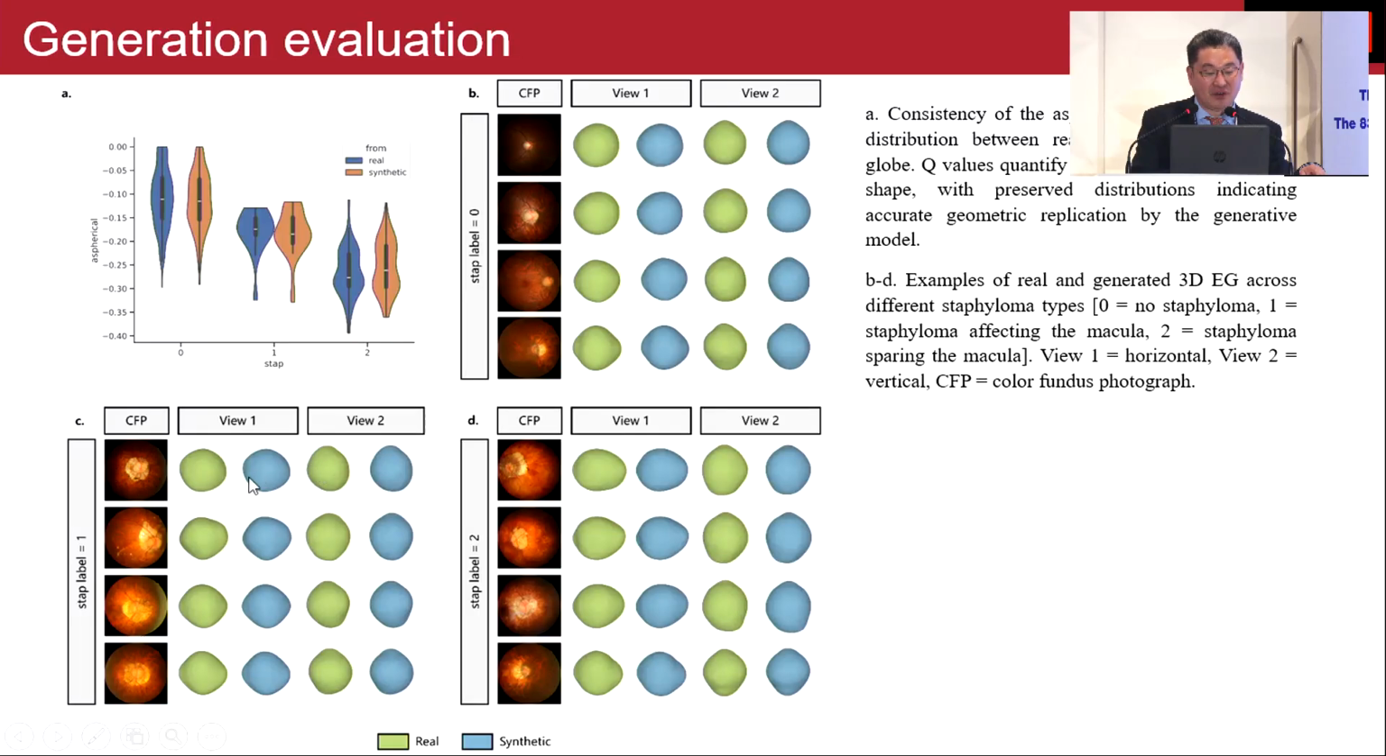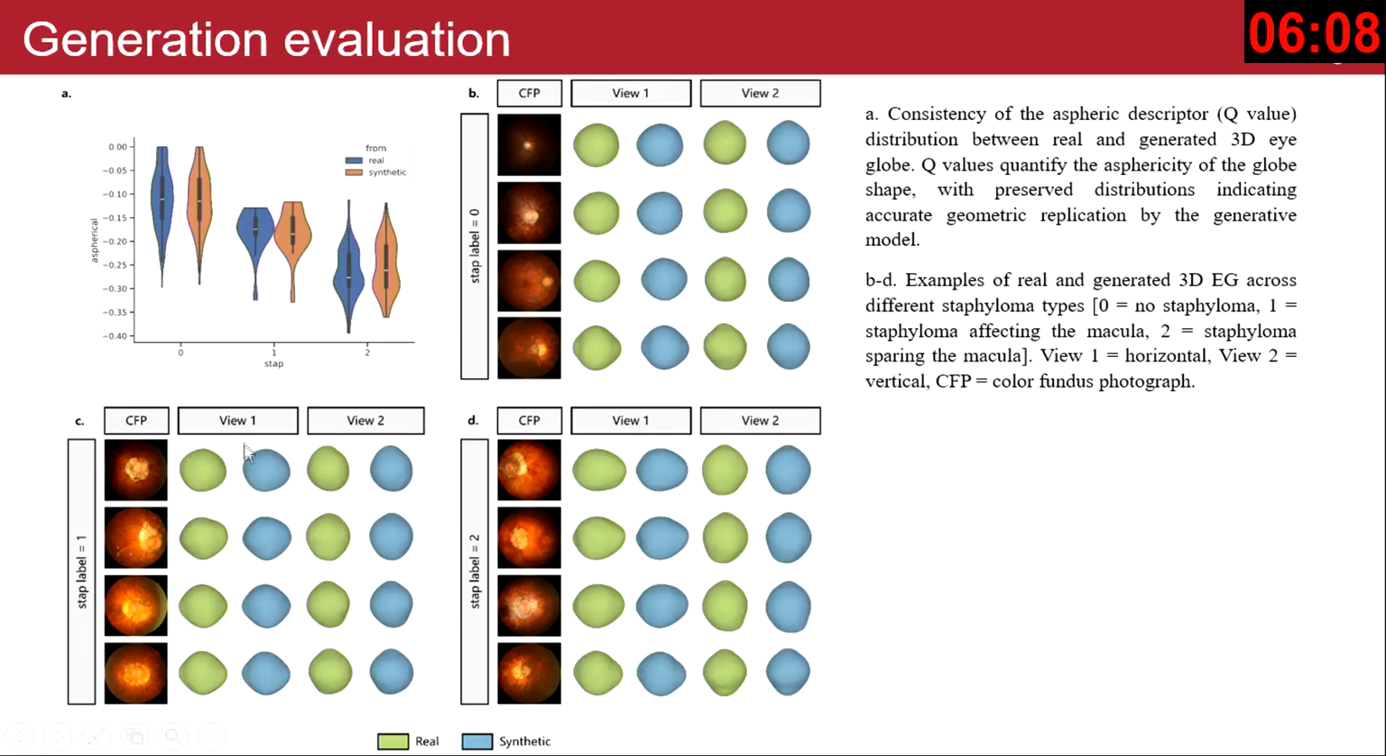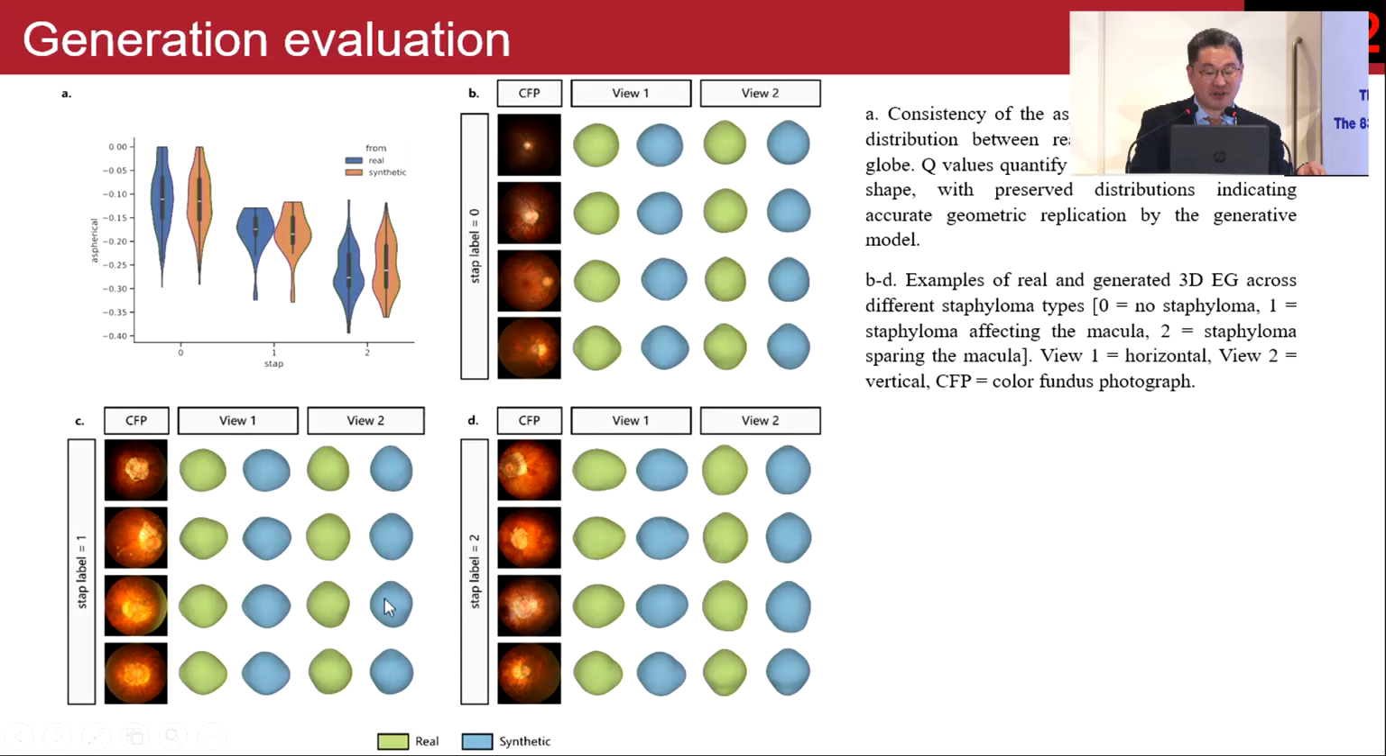Then we also observe from a different view on the 3D image. You see they are very similar to each other, the real one and the synthetic one. And this is the more severe staphyloma group. And then again, they're very similar.